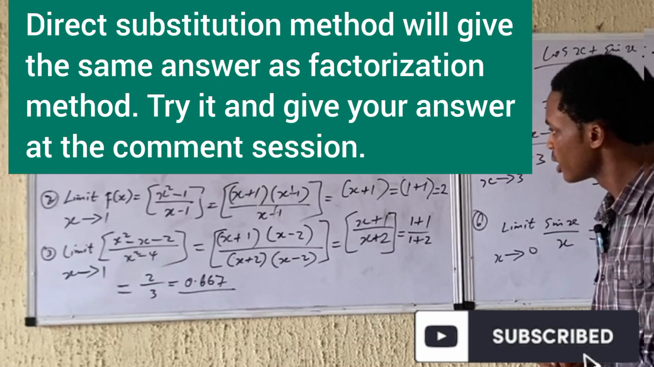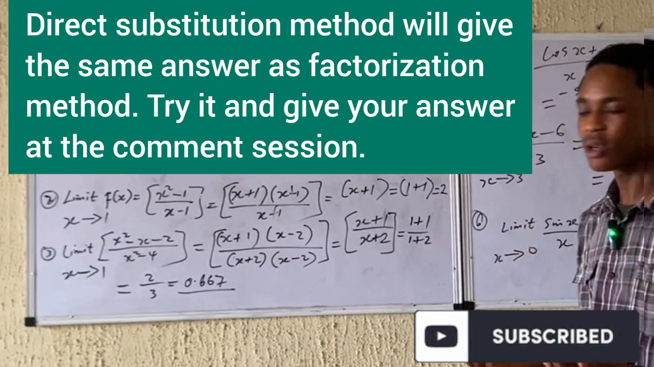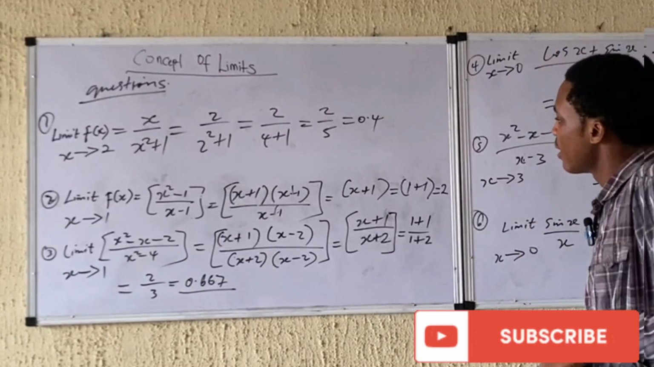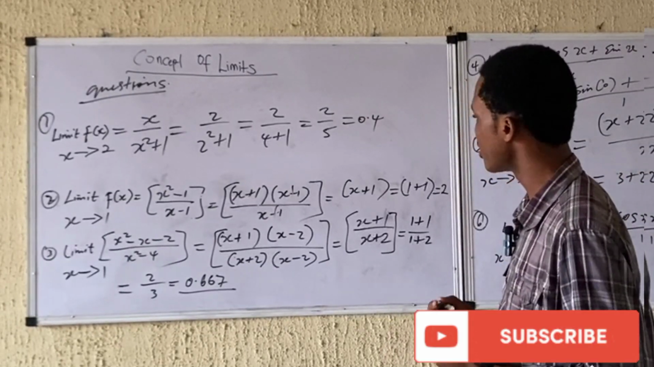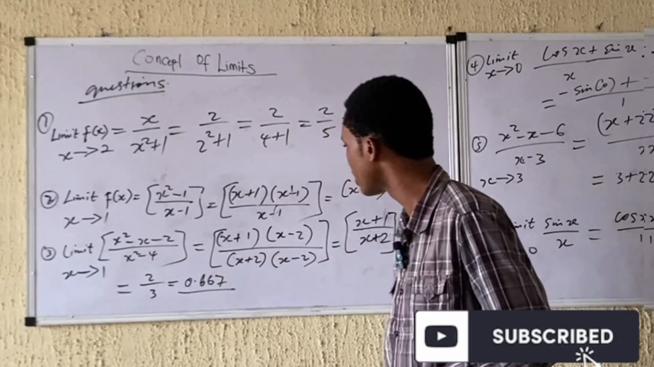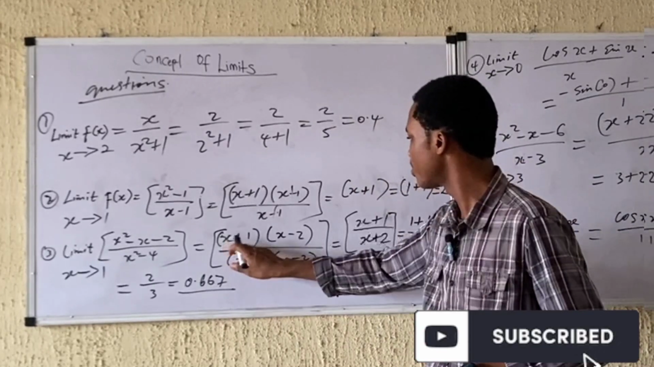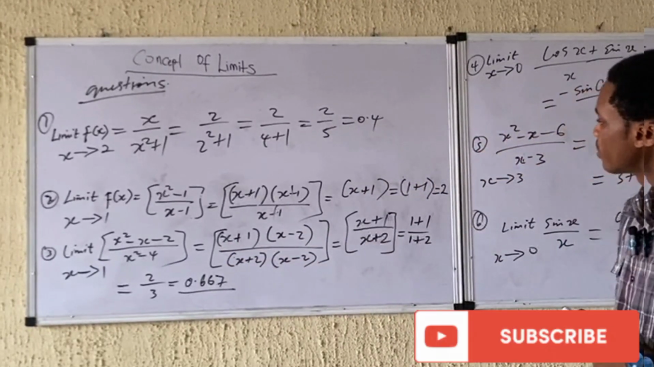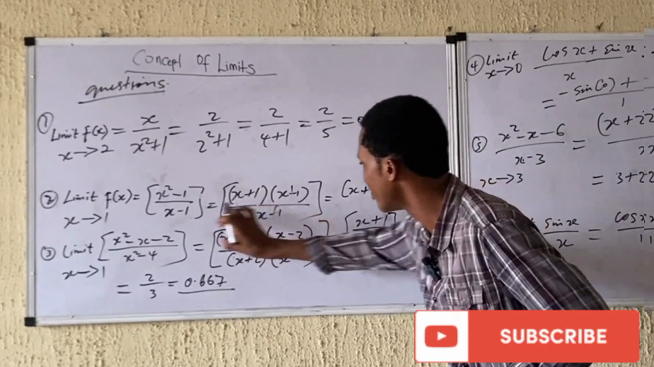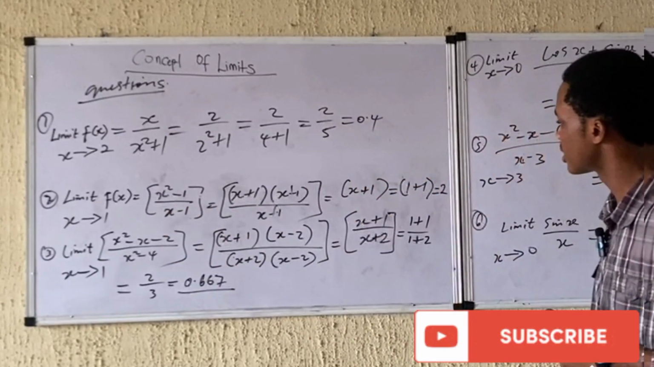Okay, now using direct substitution may work, but it is not advisable, so we factorize. We also use the factorization method. Factorizing the numerator leads us to (x plus 1)(x minus 2). Multiplying this one with this one will give rise to this one. That is how it is.